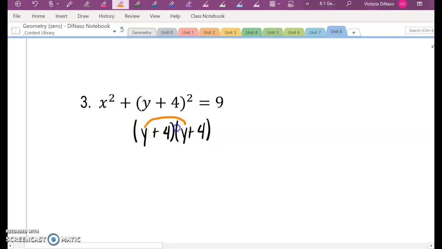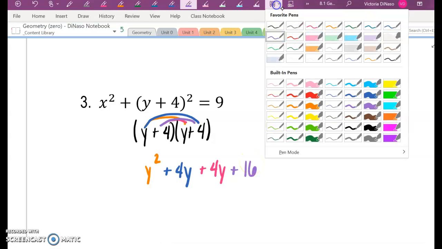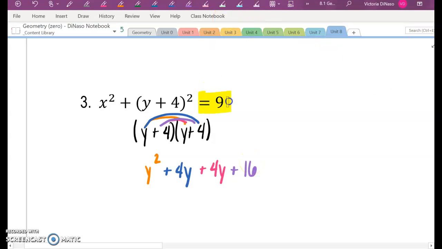So we've got y times y, which is going to be y squared. And then we've got y times 4, so we've got plus 4y. And then we've got 4 times y, another 4y. And then finally we've got 4 times 4, which is 16. Now the whole thing needs to be set equal to 0. So what we're going to do is subtract 9 from both sides.